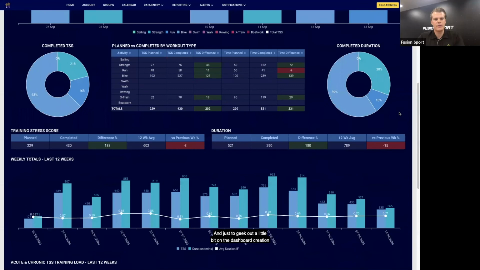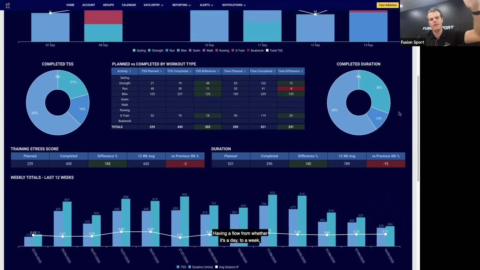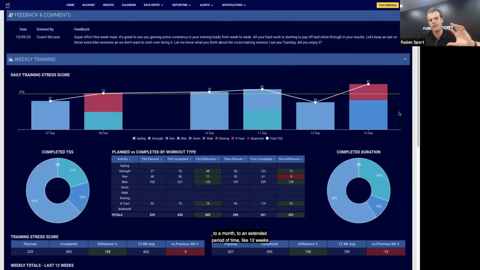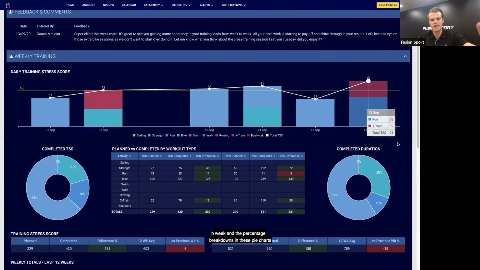And just to geek out a little bit on the dashboard creation and dashboard flow, if I can, just for people that are watching that are users of any sort of visualization suite, and Owen, please back me up or tell me I'm wrong here. Having a flow from a day to a week to a month to an extended period of time like 12 weeks is really important, especially for the viewers. And what we're seeing here is exactly that. We've got a daily comment, and then we've got the weekly load, the actual workouts that they did across the week and the percentage breakdowns in those pie charts left and right. And then we flow down to the last 12 weeks.